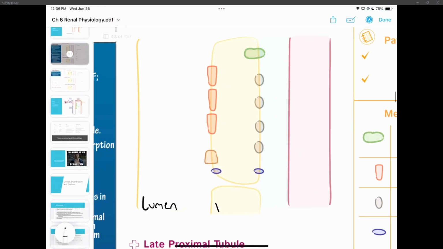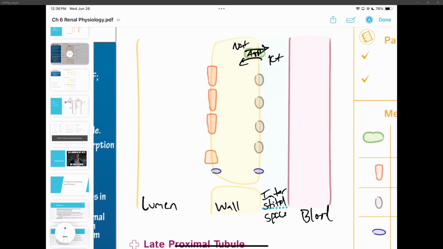So lumen, wall, this is the interstitial space. And then we have our blood. Remember, we're reabsorbing stuff, so it has to get back into the blood. So we start in the lumen, which is the tubular fluid, through the basement membrane or the wall. That's where, remember, all the transporters are. Interstitial space, and then finally back into the blood. So the first one, ATP, we know sodium is going one direction, and potassium is coming in.